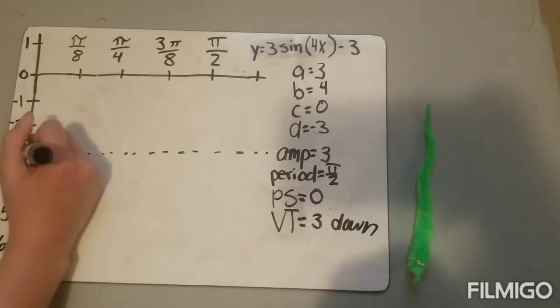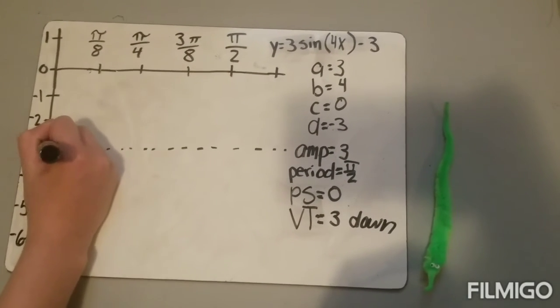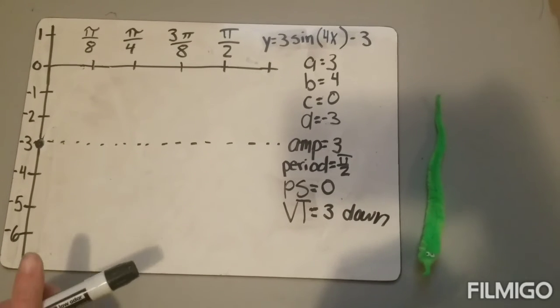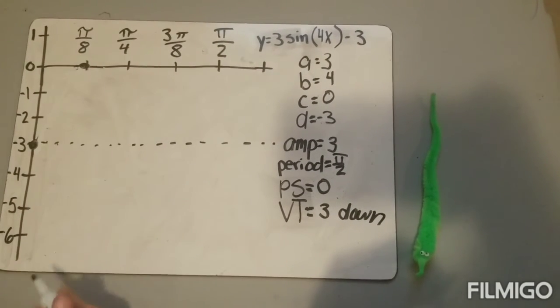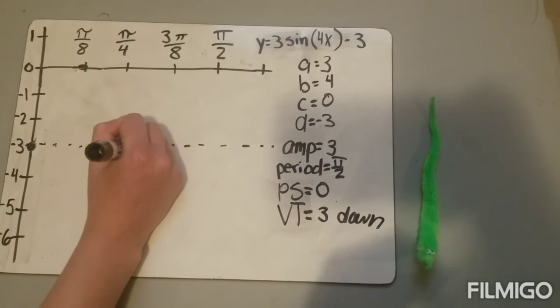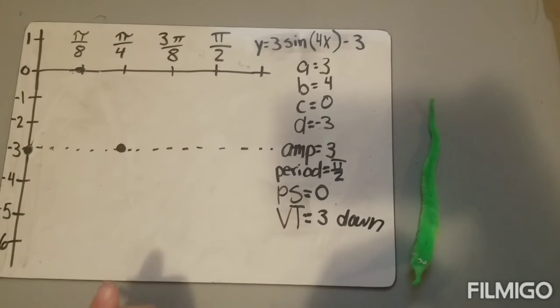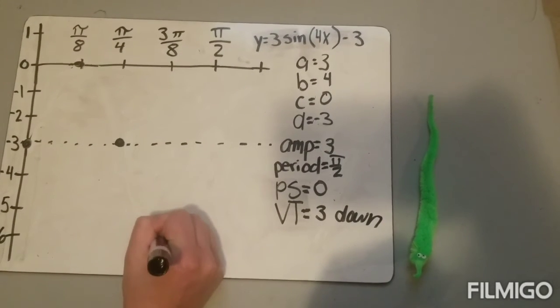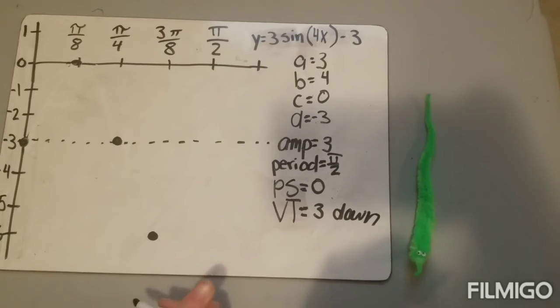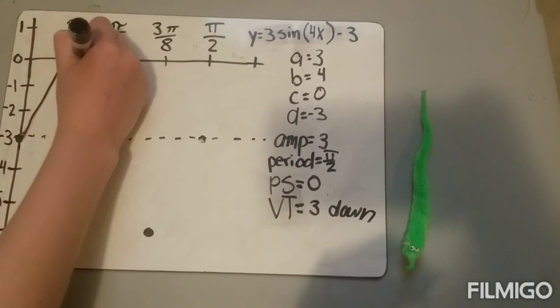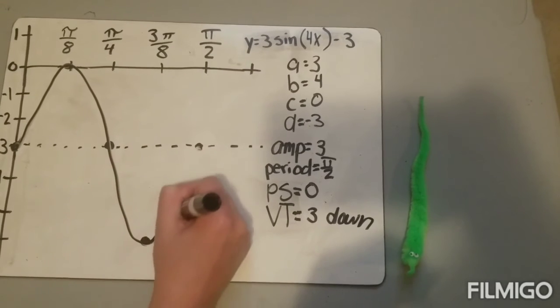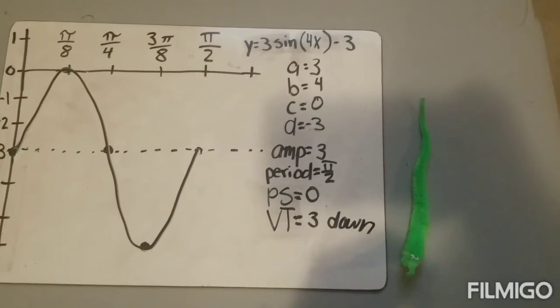So we're going to start at 0 since there isn't a phase shift, and then for our next interval we will go up 3 from the midline, which takes us to 0. Our next interval we will go back down to the midline, and our next one we will go 3 down from the midline. And then for our final interval we are back at the midline. We will connect the dots, and we will finish our sine graph.